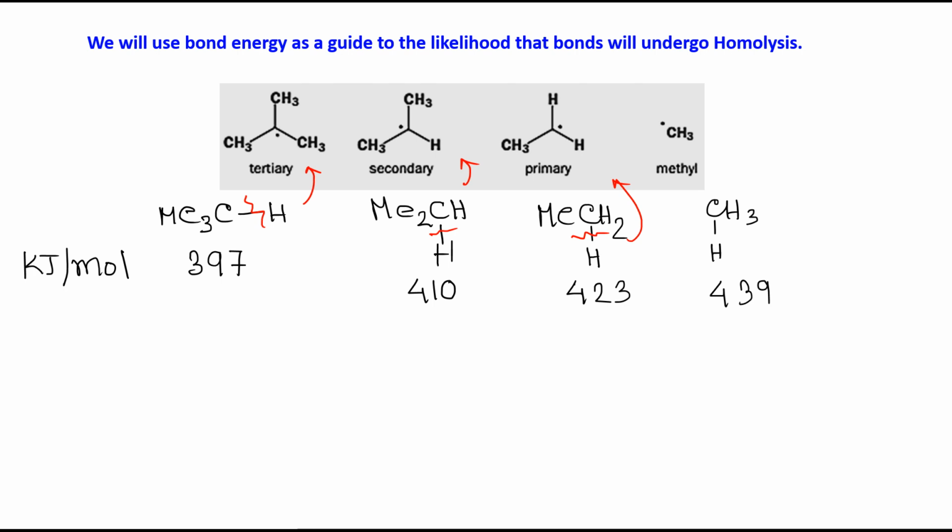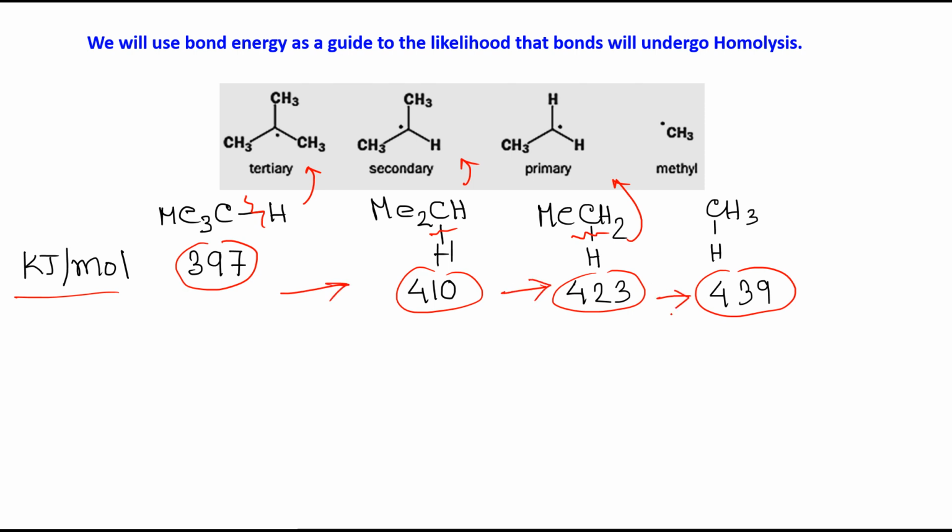But look at these bond energy values: 397, all are in kilojoule per mole unit, then 410, 423, 439. So when you are moving from left to right, it is basically increasing. That means this one you can easily break and the corresponding radical will be stable. So the stability order is like this. And probably you are thinking that for carbocation also this is the same stability order, right?